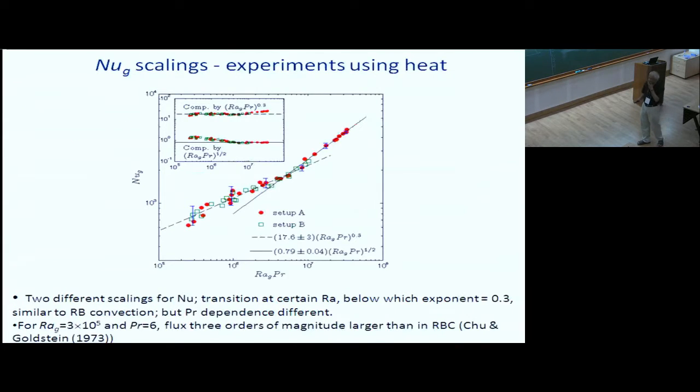And when we did experiments with heat, we discovered another regime. And so this is Nusselt number versus Ra Pr. We saw that above a certain Rayleigh number, it shows that Ra to the power of half scaling. But below this Rayleigh number here, it goes to a different scaling, which is more like Ra to the power of 0.3, which is what is obtained in Rayleigh Bernard convection. But it's not quite the same because it is Ra Pr to the power of 0.3.